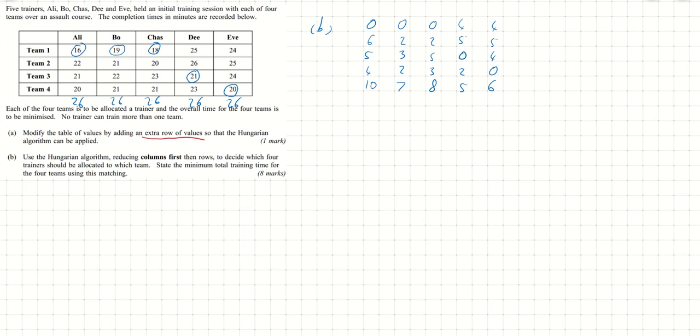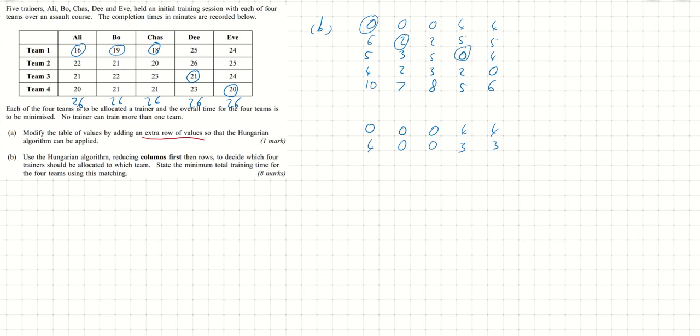Now we're going to do the same, but we're going to reduce rows. We look in each row, find the smallest value, and subtract that value from all the other values in that row. In the first row, the smallest value is a 0, so we're just going to take 0 away from all the values in the first row. That doesn't change the row at all, so we still get 0, 0, 4, 4. The second row, the smallest value is 2, so let's take 2 off each value. 6 minus 2 is 4, 2 minus 2 is 0, 2 minus 2 is 0, 5 minus 2 is 3, and 5 minus 2 is 3.